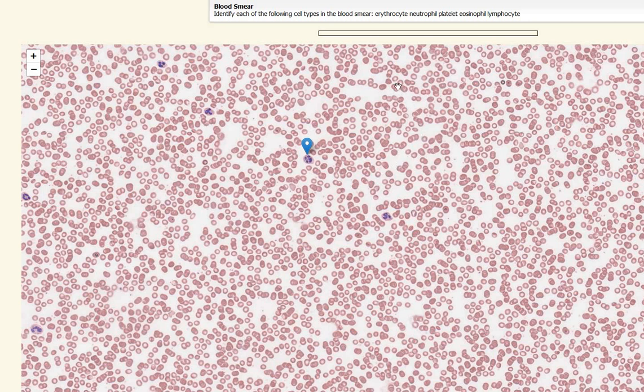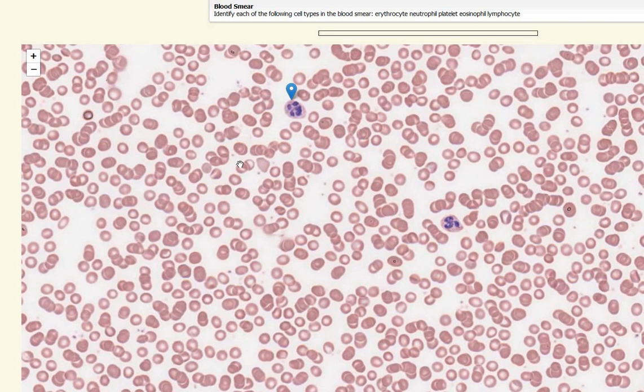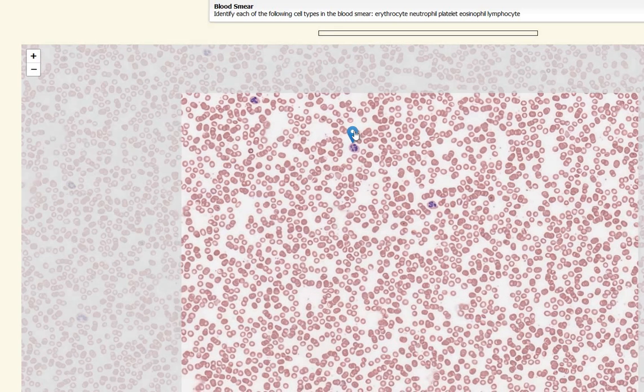We do have plasma, so the white space in between, this would be that fluid component of blood, plasma, and it looks like we do have a couple of platelets. So these are really tiny specks here, scattered throughout. Those are going to be our platelets.